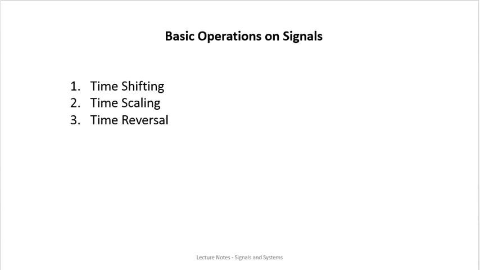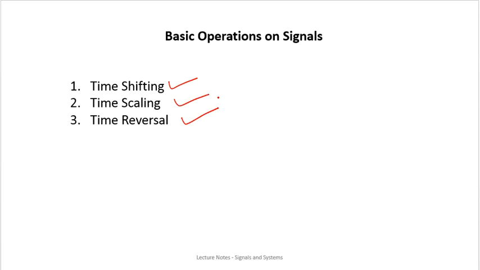Today we are going to start the new topic, which is the basic operation on signals. As you can see written over here, there can be three basic operations which are performed on signals. The first operation is the time shifting operation. The second operation is called the time scaling operation, and the third one is called the time reversal operation.